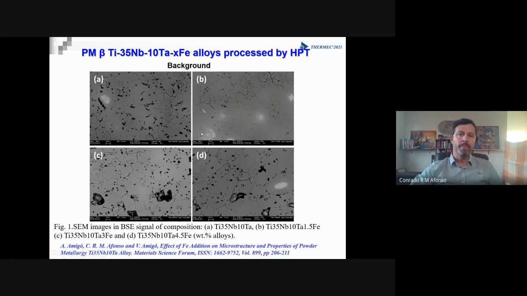Depending on the alloy and the composition, we can have a better distribution of this niobium and the beta stabilizing elements. And due to the addition of iron, we can see that the porosity increased in the alloys.